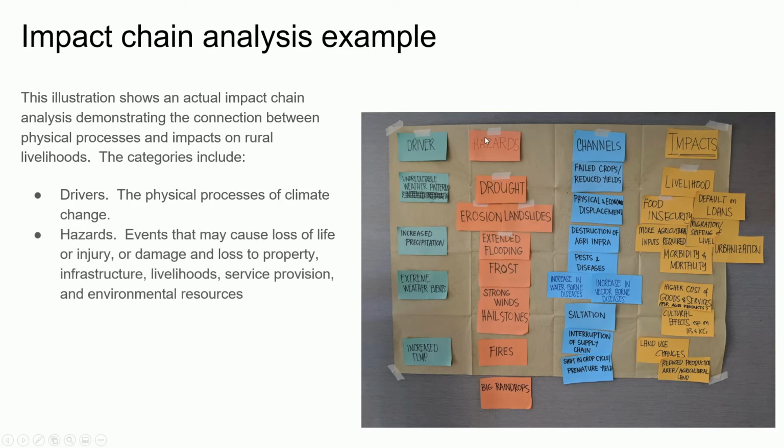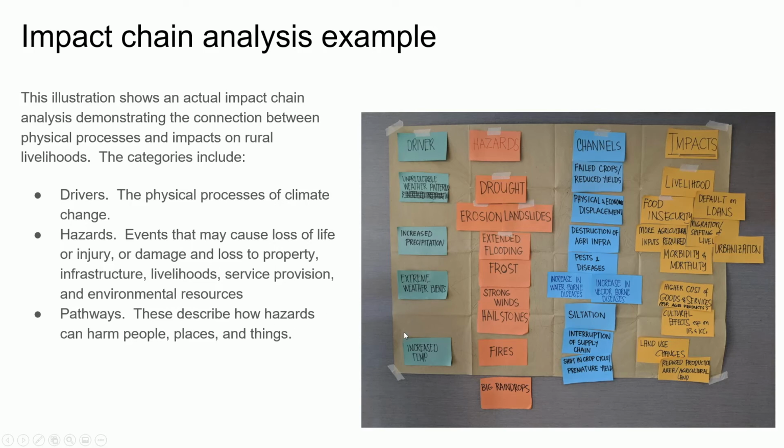Our hazards are in our second column here, right? These are made worse, exacerbated by the physical processes. So the physical processes make the hazards worse, or they introduce new hazards. So the hazards are events that may cause loss of life or injury, or damage or loss to property, infrastructure, livelihood, service provision, etc. And then we've got our pathways. Here in our example we call these channels, but the language that we use is exposure pathways. And these pathways describe how hazards can harm people, places, and things.